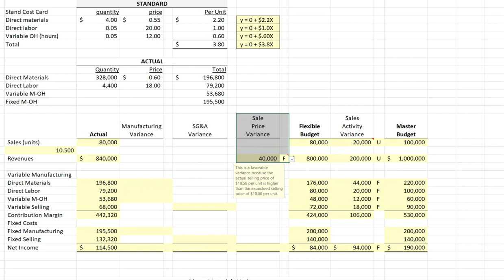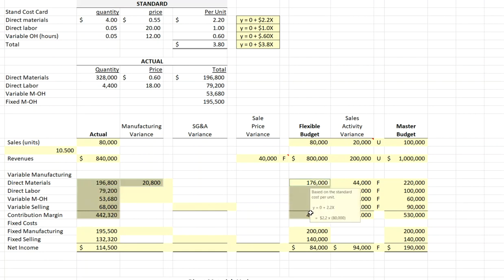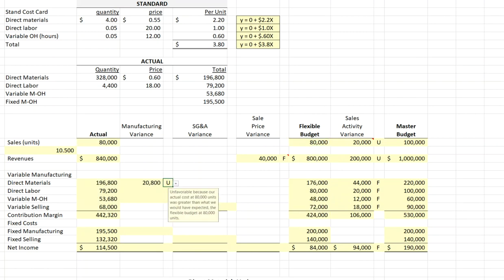All right, let's move on down. For direct materials, we have a $20,800 variance. And again, these are simply the difference between our actual costs and our flexible budgeted costs. In other words, what did we actually spend when we produced 80,000 and sold 80,000 units? And what would we have expected to spend on 80,000 units? It's an unfavorable variance because we spent more than we would have expected on direct materials.